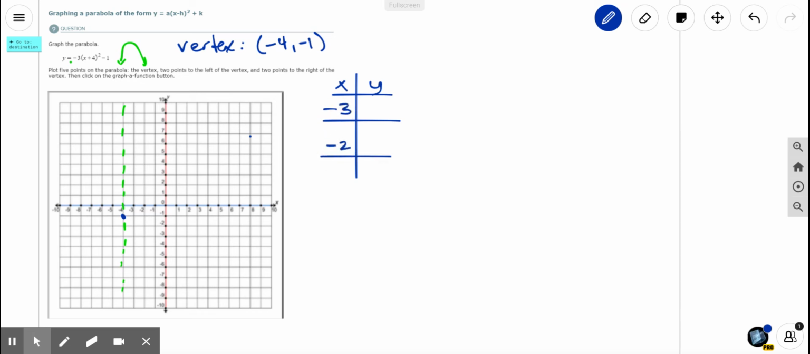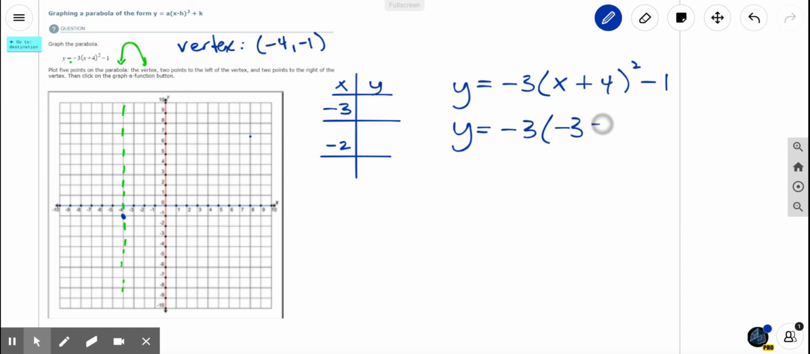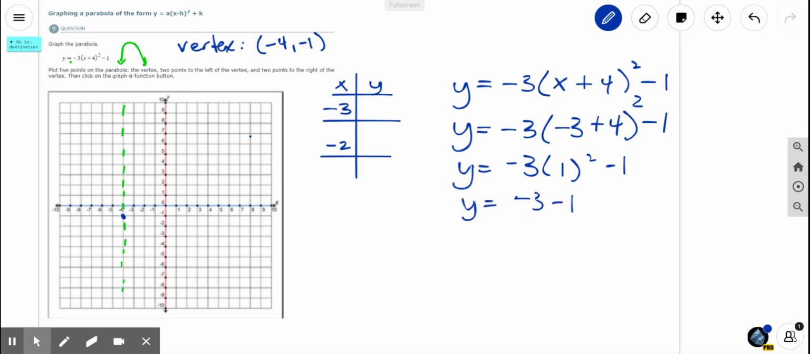I'm going to plug in a -3. The easiest way to do that is simply write it first without plugging anything in, and then just do it right below it. -3, then plug in your x, okay? Squared minus 1. Y is equal to -3 times 1 squared minus 1. Y is equal to -3 minus 1, and it equals -4.